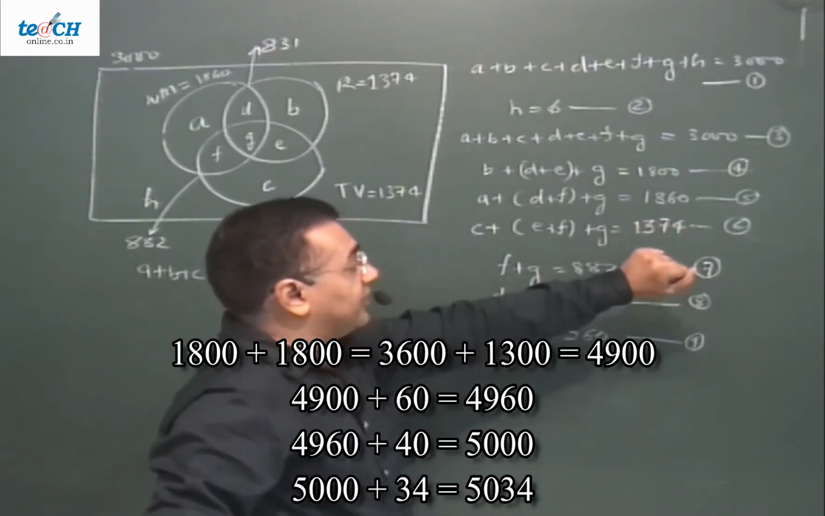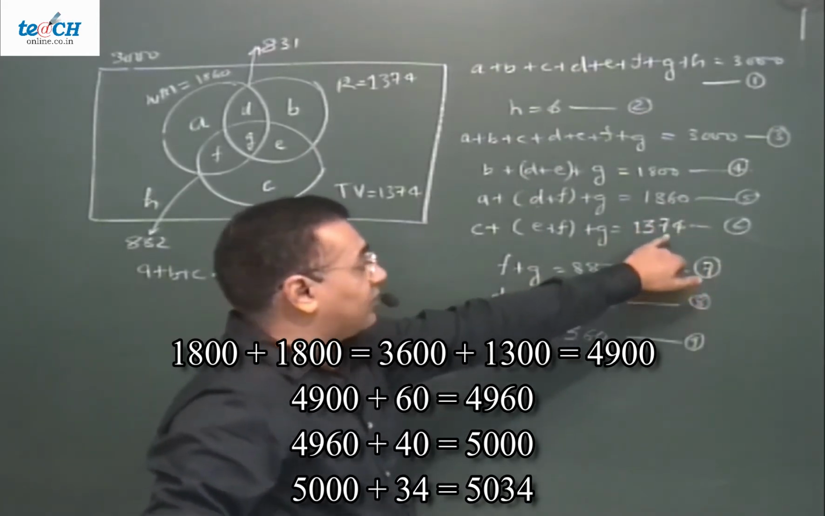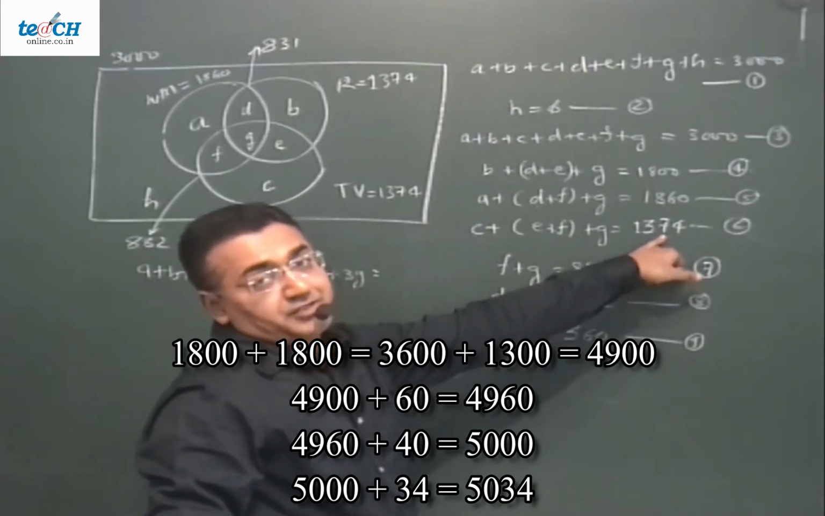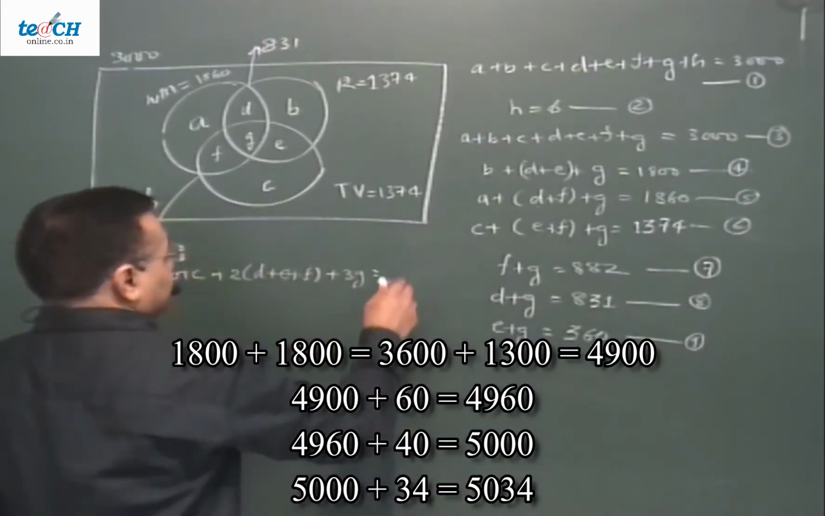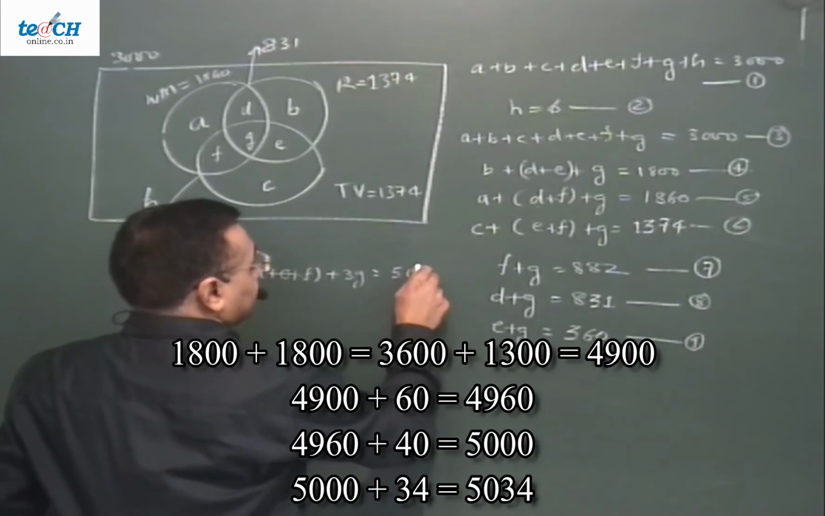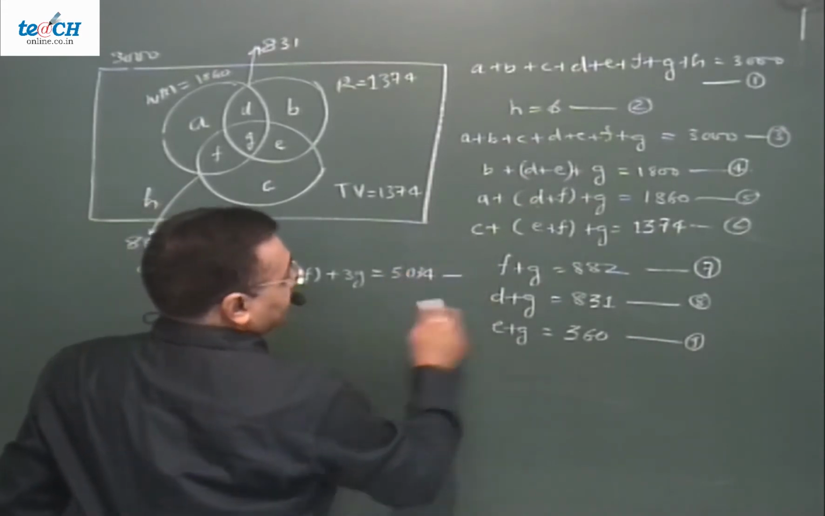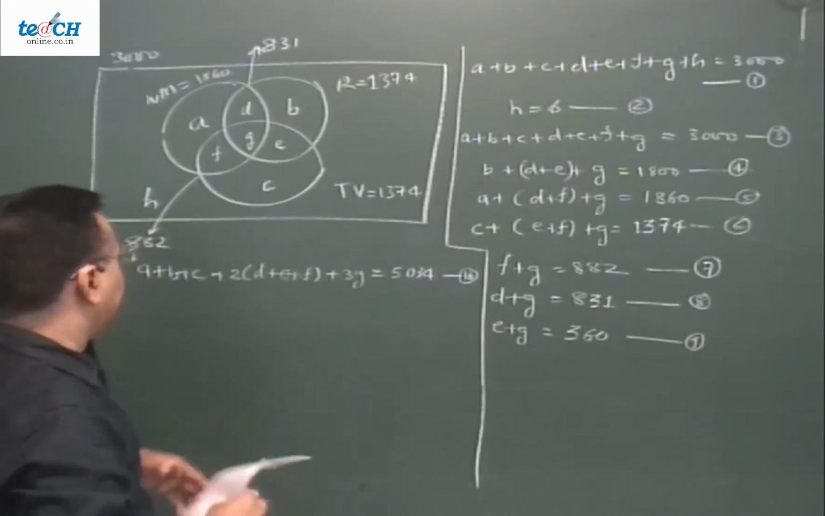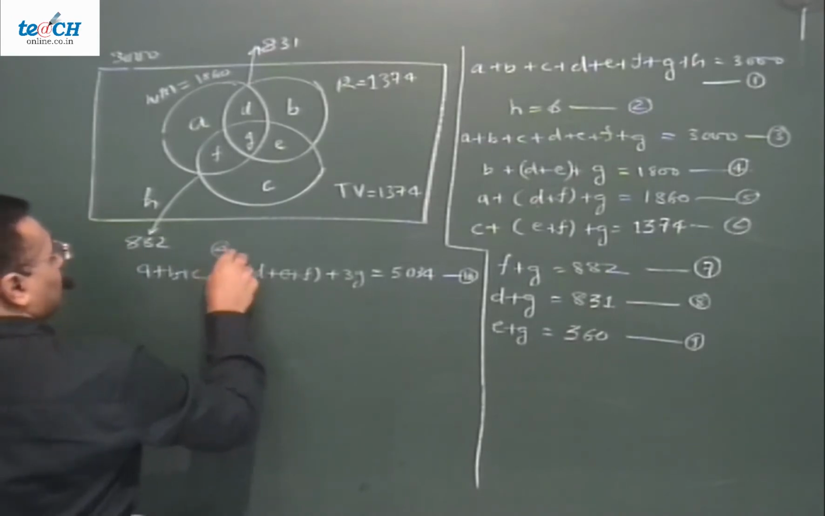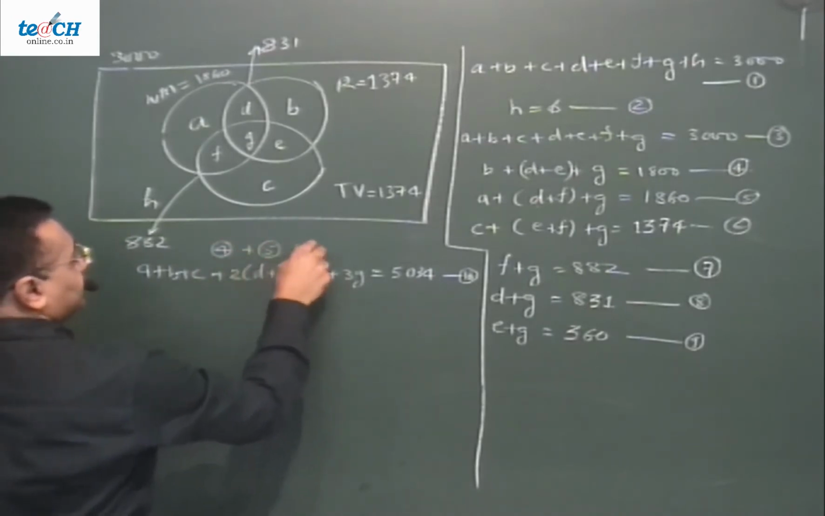So I'll take 40 from here. That makes it 5000. Now out of 74, if I remove 40, what I have left is 34. So this sum happens to be 5034. Equation number 10. What have I done? I have added equation number 4, 5 and 6.